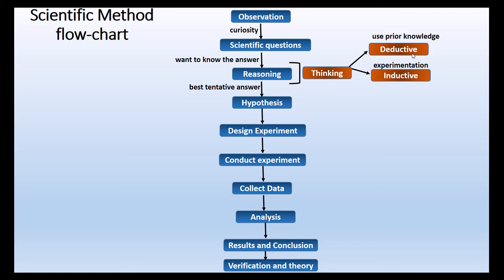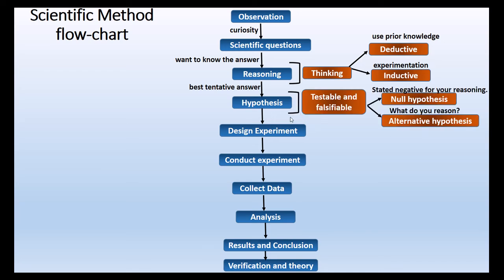Deductive reasoning uses the previous knowledge. It may not be coming from your experimentation. It could be coming from literature, but any previous knowledge that you can use, if you use that to generate a hypothesis or to think about the question that you have generated, is called deductive reasoning.